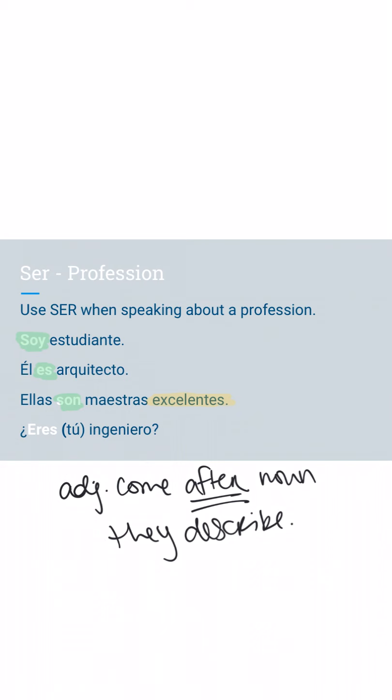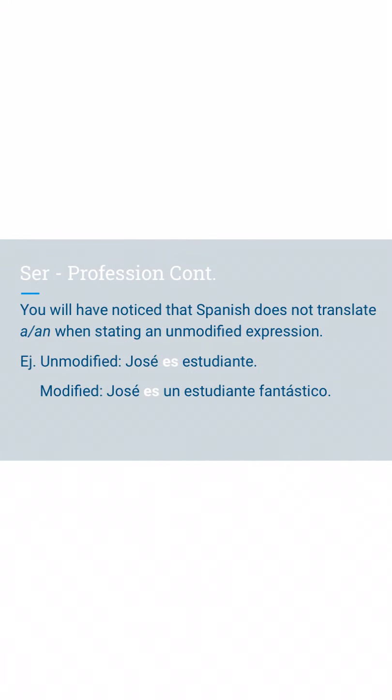And then my last one down here says, ¿eres tú ingeniero? I'm asking, are you an engineer? Okay. So a little bit more on that. So you may have noticed that Spanish does not translate that a or an when stating an unmodified expression. That's just a fancy way of saying that we don't say José es un estudiante fantástico, or estudiante, right? We just say José es estudiante. That un does not come up here.